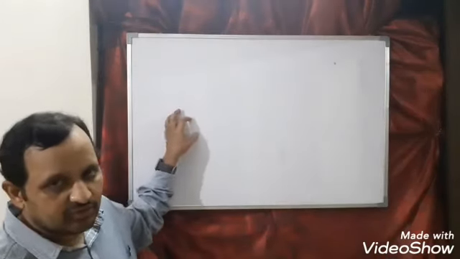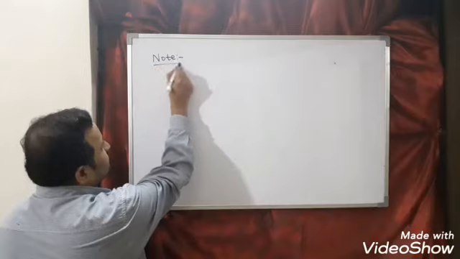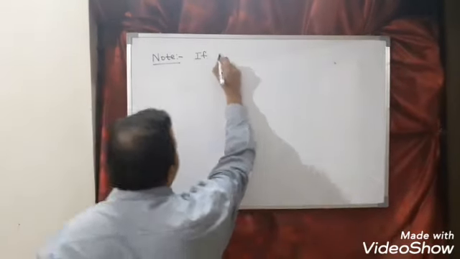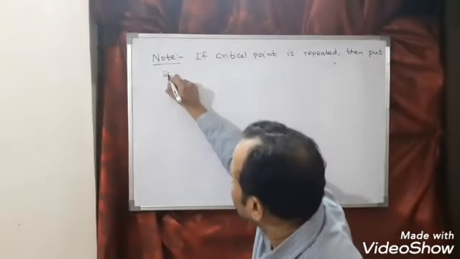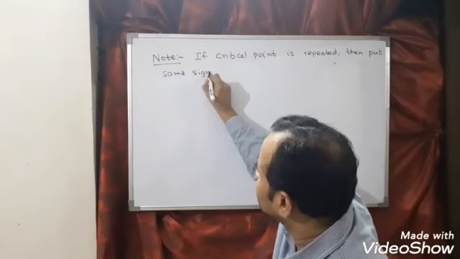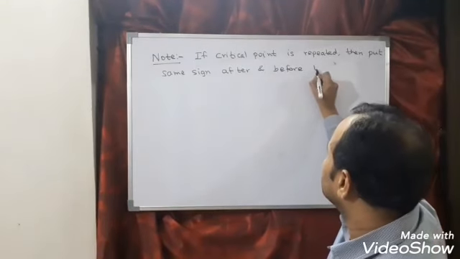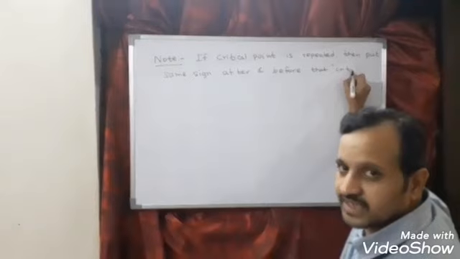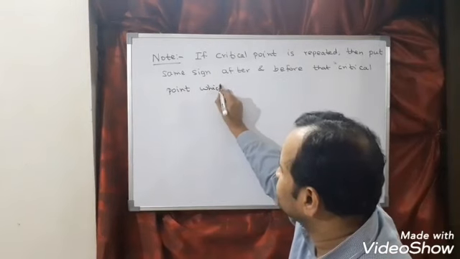So just now we have seen the working rule, and there are some very important notes. The first note is: if a critical point is repeated, then put the same sign after and before that critical point which is repeated.